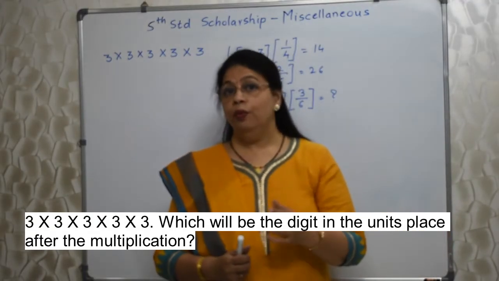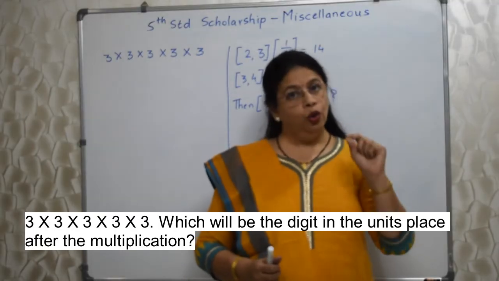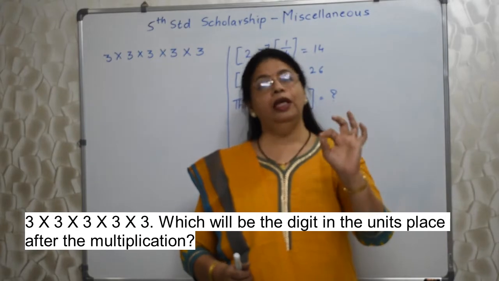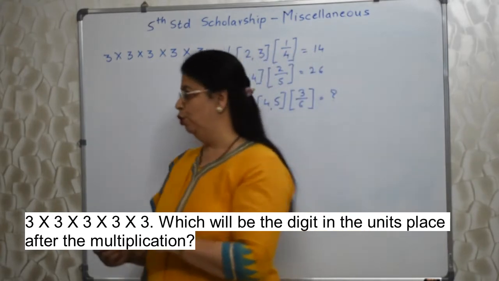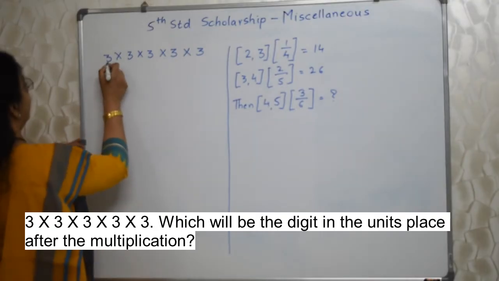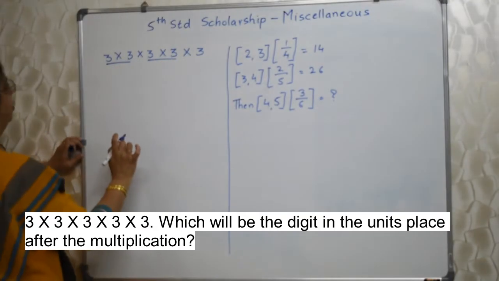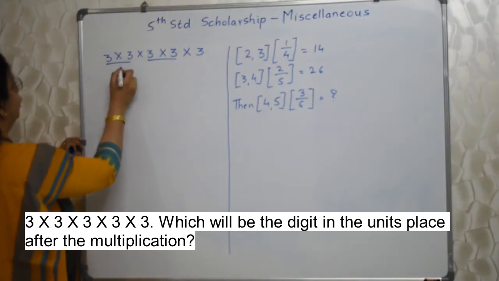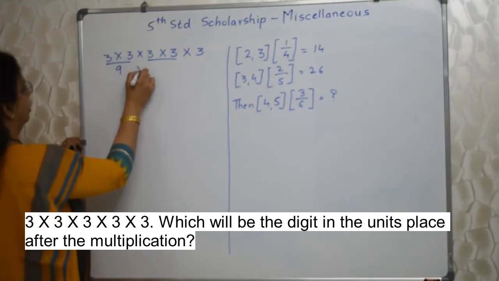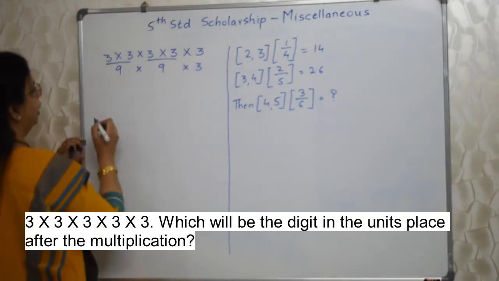Here they are asking which digit will come in the units place. So the units place only is going to help you. How? I will show you. I will show you the shortcut. Make a group of two numbers. This one, let it be. Okay. 3 into 3, 9. Into 3 into 3, 9. Into this 3 stays as it is.